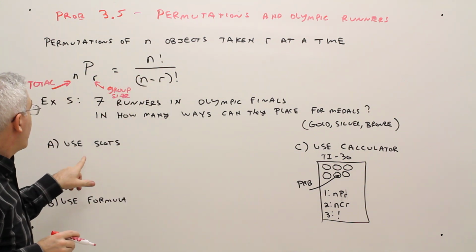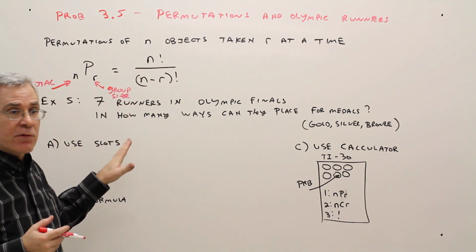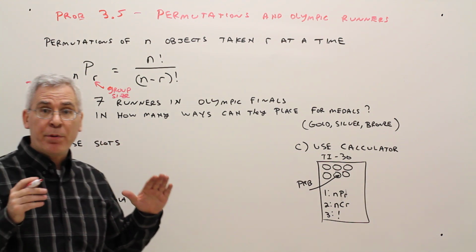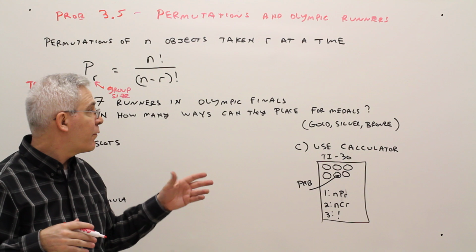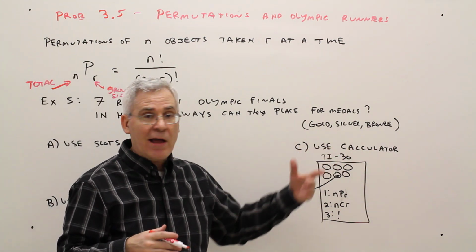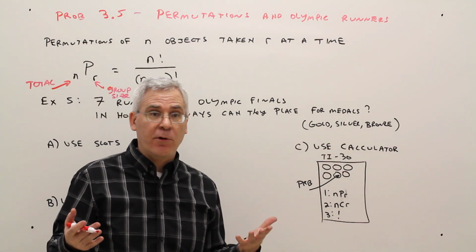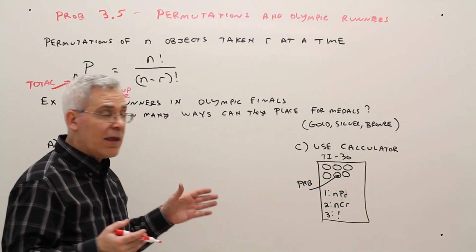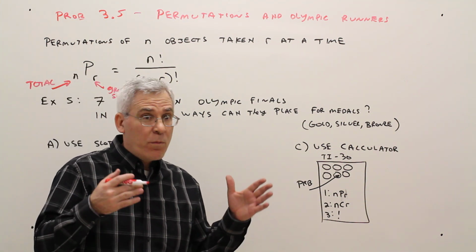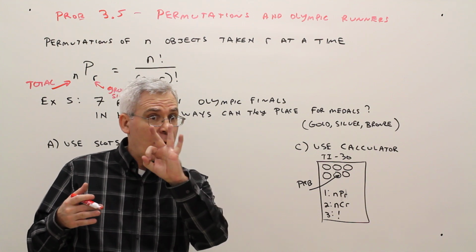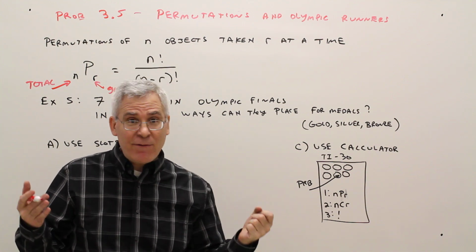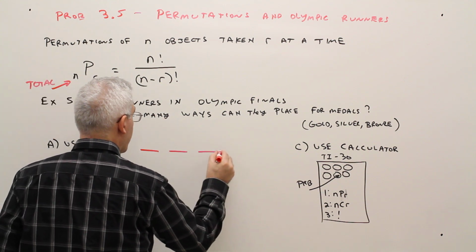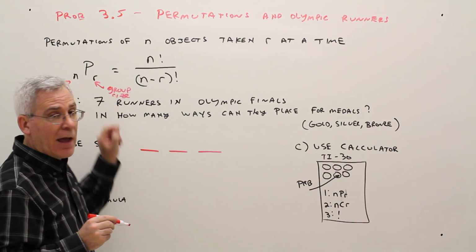All right, so example 5. There's 7 runners in the Olympic finals, and how many different ways can they place for medals? And of course the medals are gold, silver, and bronze, so basically first, second, or third is what we're talking about. So I'm going to use slots, so I'm only concerned about the first 3 places, so I'll only do 3 slots, even though there's 7 runners. So 1, 2, 3, that's my group size.